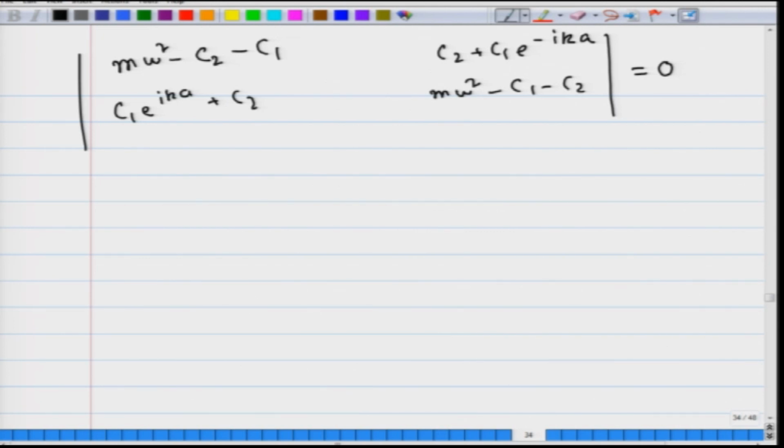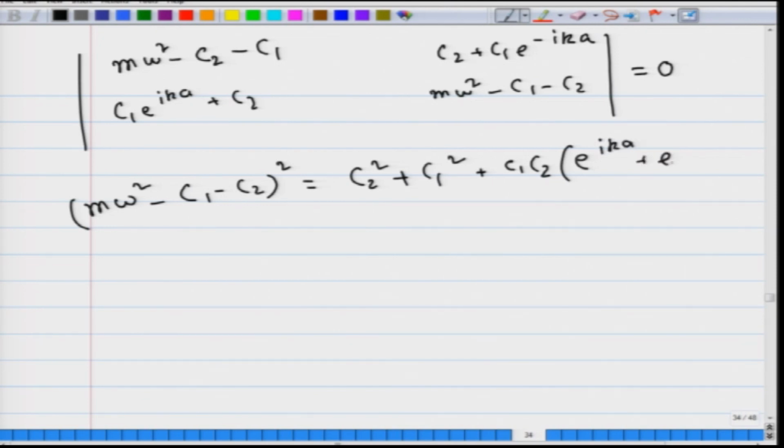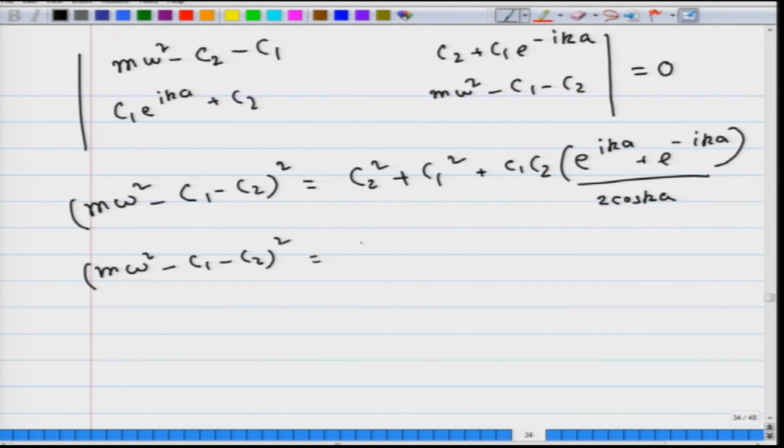So, now the value we will get by this, if we do that, m omega square minus, we are just taking the determinant, C1 minus C2 whole square will be C1 square plus C2 square plus C1 C2 e to the power i k a plus e to the power minus i k a. Just work it out step by step, you will get this. So, this we know will be 2 cos k. So, m omega square minus C1 minus C2 their whole square, we will have C1 square plus C2 square plus 2 C1 C2 cos k. Now, at k equals to pi we are given.